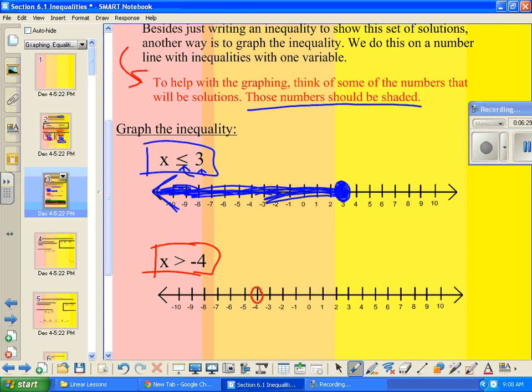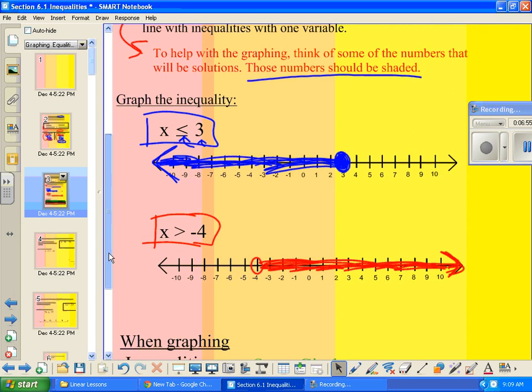It could be negative 3.9, which would be right here, right next to it, okay? Or negative 3.5 right here, okay? But it just can't be negative 4. It has to be anything just even a little bit bigger, but not negative 4. So that's why I leave an open circle on that. And if I want all the numbers then greater than, I'm going to shade to the right. All these numbers are greater than negative 4. They're all solutions to that inequality. But since negative 4 is not included itself, I leave that circle open.